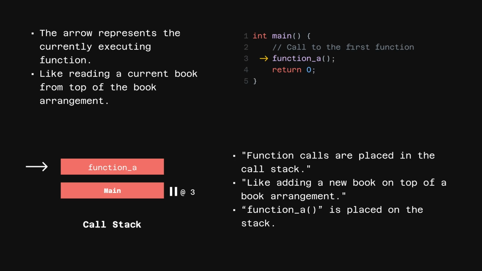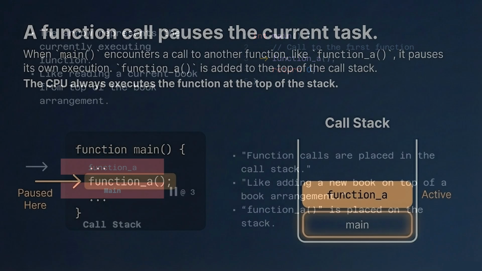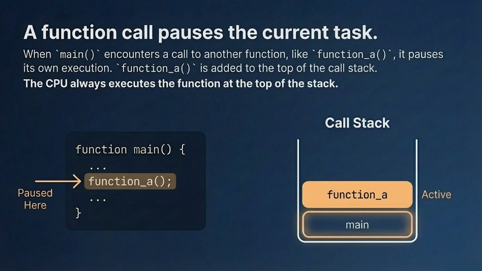Once that function is done, it's removed from the call stack and we go back to where we were in the original function. Therefore, we pause the execution of the main function and begin executing function A. It's important to remember that the CPU always executes the function at the top of the stack, much like how we read the book starting from the top.